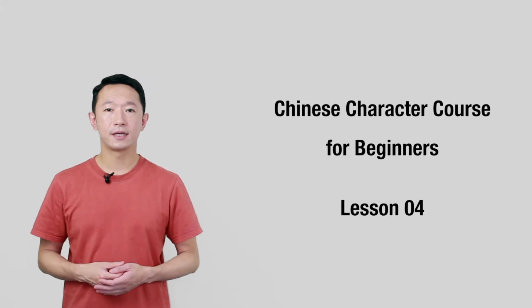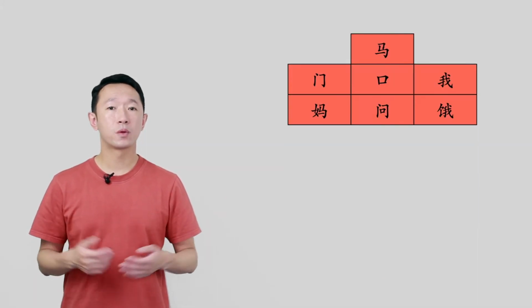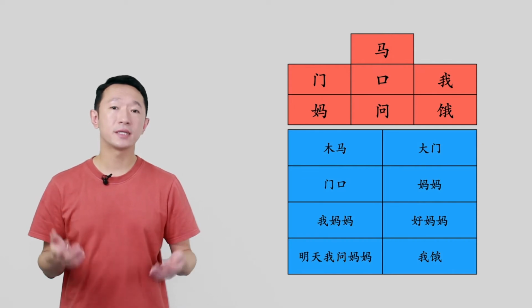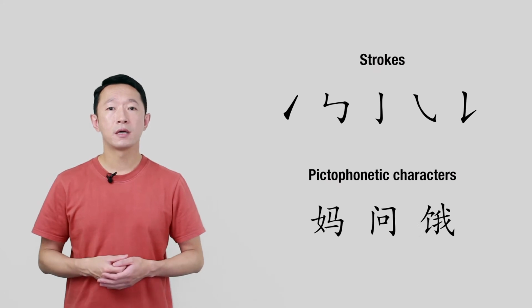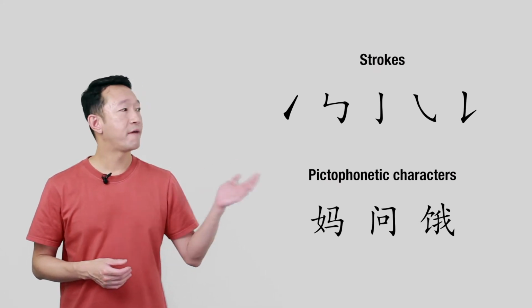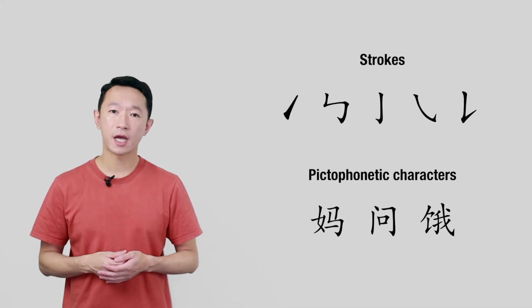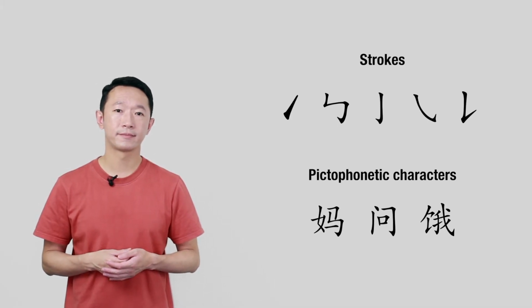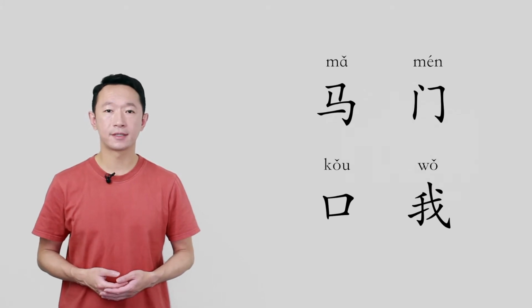In this lesson, you are going to learn 7 Chinese characters and the words, phrases, and sentences made up of these characters. Besides, you will also learn about 5 new strokes and the 4th way of creating Chinese characters. Let's learn 4 pictographic characters first.